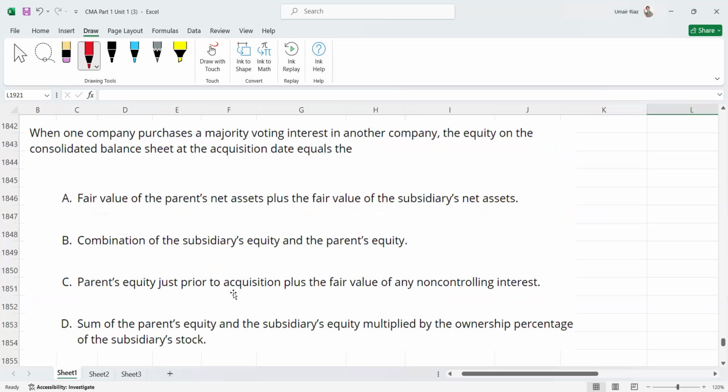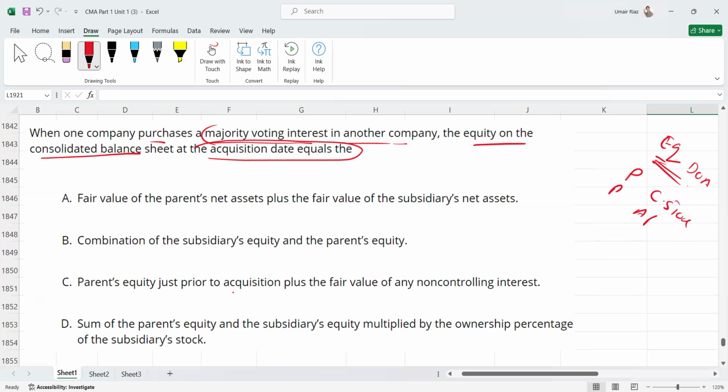Then we have another question. They're saying when one company purchases a majority voting interest in another company. Majority voting interest means that you are acquiring more than 50% of voting rights. So the equity on the consolidated balance sheet at the acquisition date equals what? Okay, so they're asking what equity you will show at the date of acquisition. I told you already, at the date of acquisition, only the parent's common stock will be reflected, only the parent's additional paid-in capital, only the parent's retained earnings at the date of acquisition, and NCI fair value. Okay, I'm assuming if you have other comprehensive income, that's also only of the parent, right?